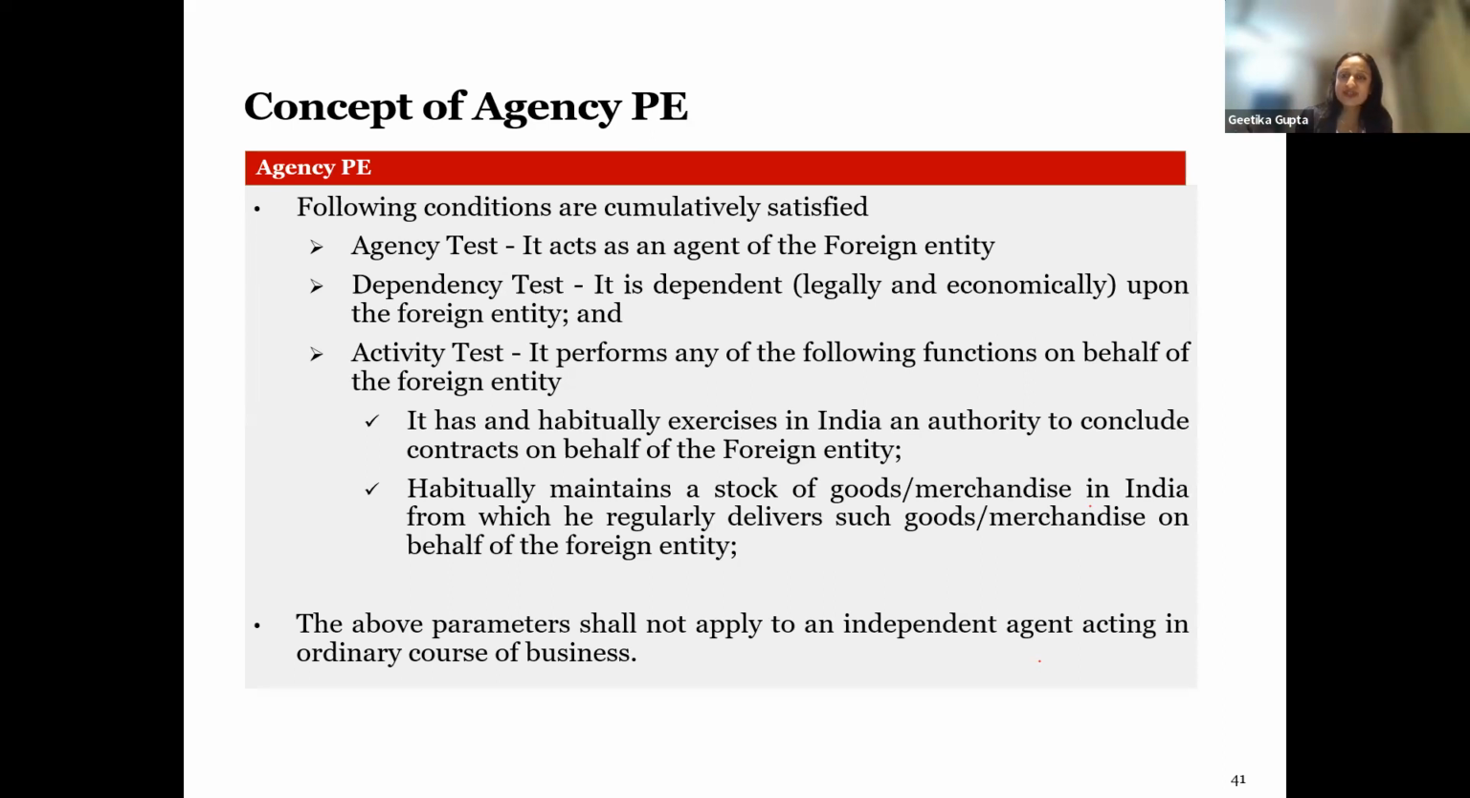Therefore, in the BEPS world, it is made more stringent in the sense that if the activities lead to conclusion of contracts, not actual conclusion but a step prior, it will be construed as if there is a dependent agent PE of the foreign entity in India.